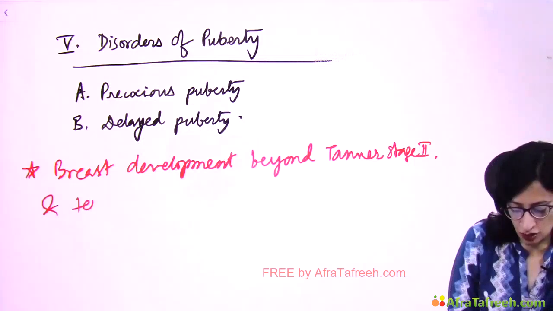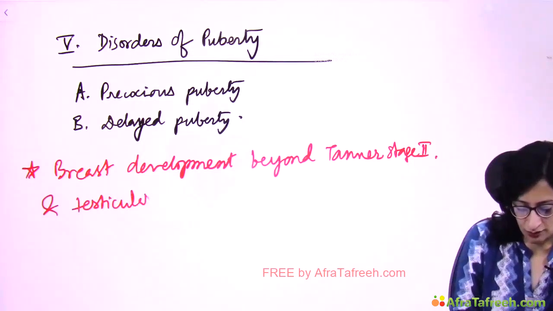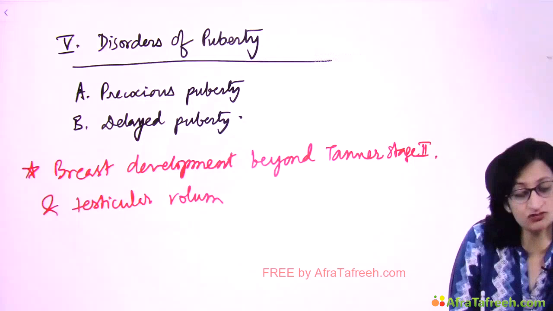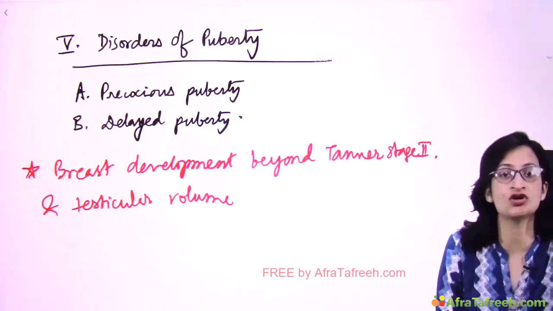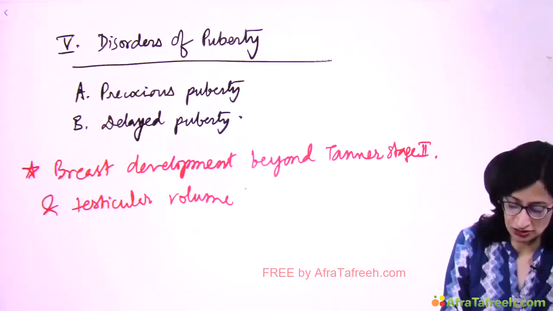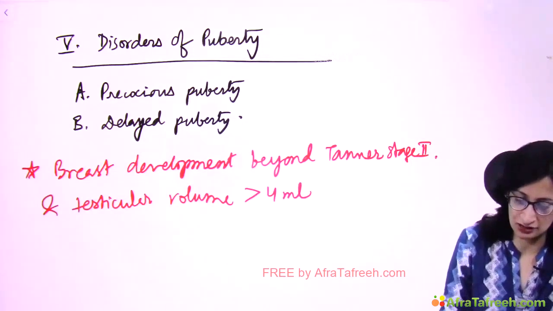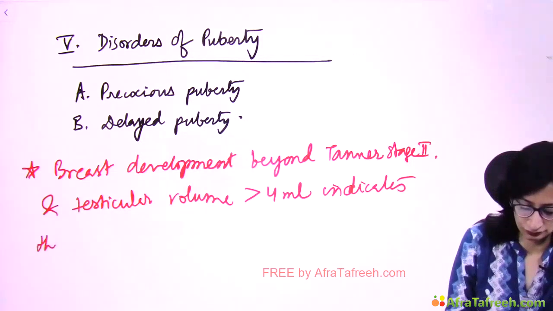And testicular volume in boys. What is the device which you use to measure the testicular size? It is an orchidometer. So, testicular volume beyond 4 ml indicates the onset of puberty.